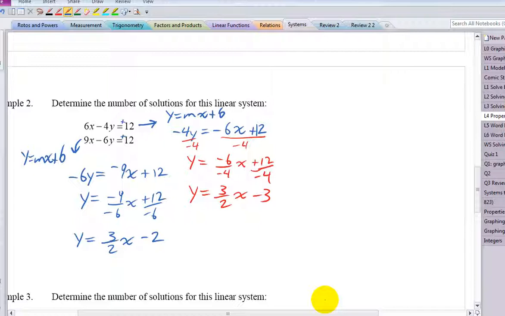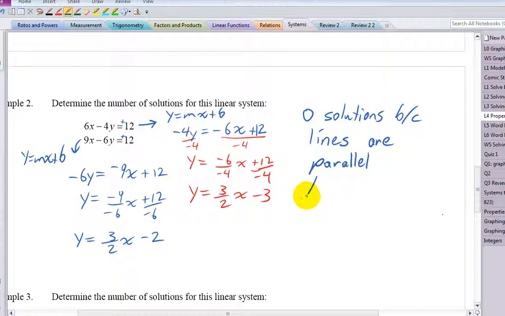Okay, so looking at those two equations, what have you got? Same slope, different intercept. So those lines are parallel. And how many solutions for parallel lines? 0 solutions, because the lines are parallel.